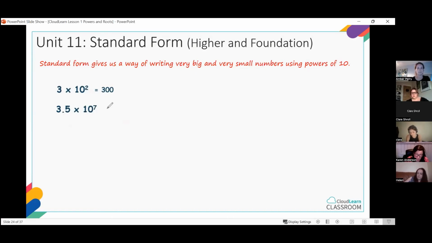And all this is basically saying it's 3 and a 5. And then you just count. The easiest way to do it is to simply count how many. So that is going to be multiplying it by 10 7 times, essentially. So it's 3.5 multiplied by 10 7 times.